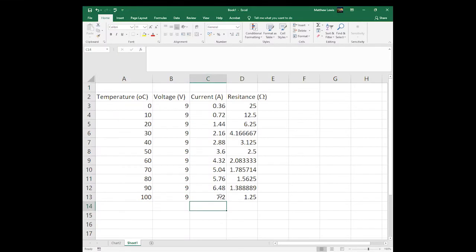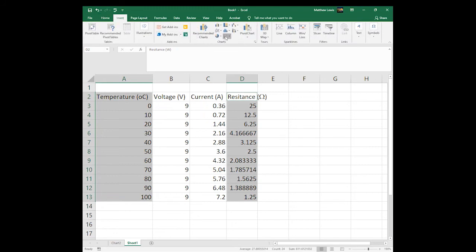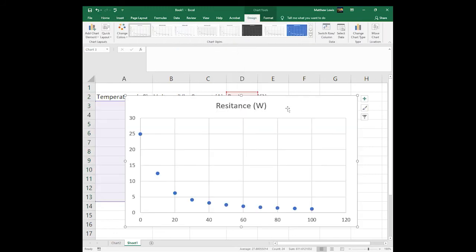Okay, welcome back. So here are our results. Okay, so we have the temperature and the resistance. And again, like we did before, let's draw a graph of these two. Again, control, drag to select more than one column in a go. So we get this on our table. Let's move our chart like so.